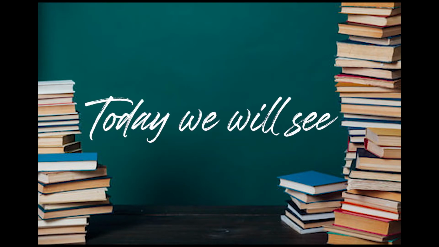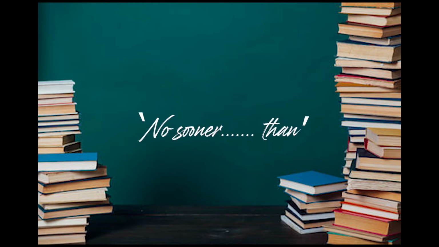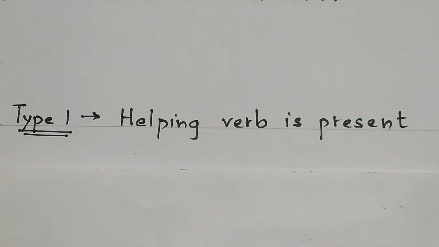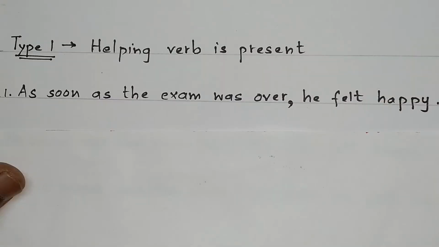Today we will see the grammar topic "no sooner than". We will understand this topic by classifying it into three types. First, type 1, where the helping verb is present. First example: as soon as the exam was over, he felt happy.